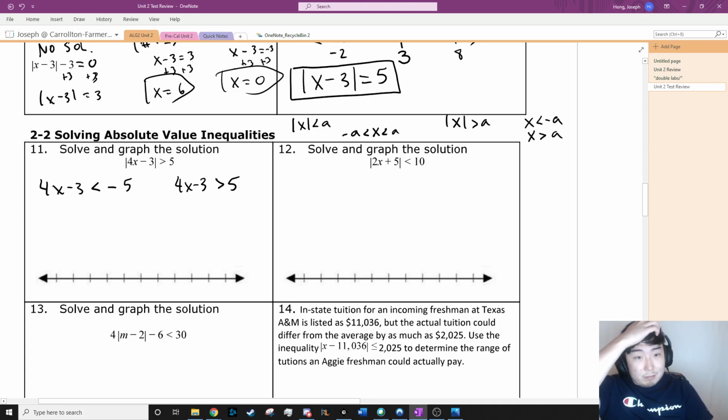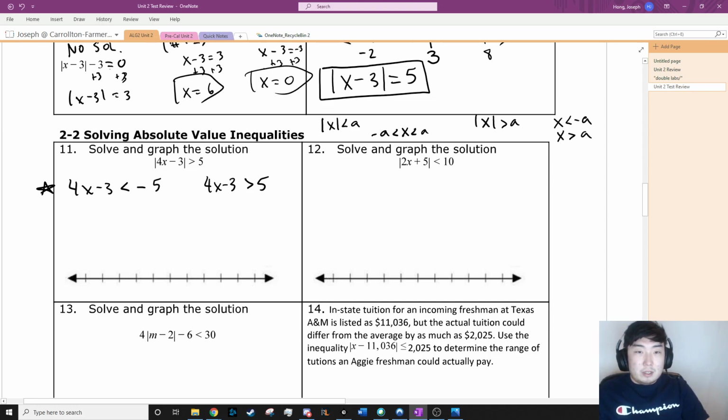This is the most important step. If you mess this step up right here, you're going to get the question wrong. So I got to add 3 on both sides. So 4x is less than negative 2. Divide by 4. X is less than negative 1/2.